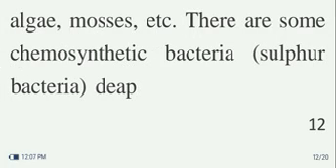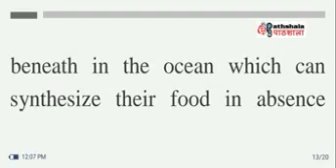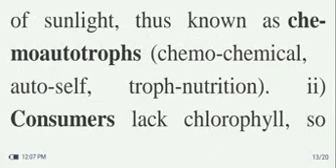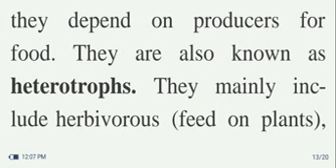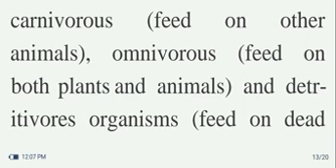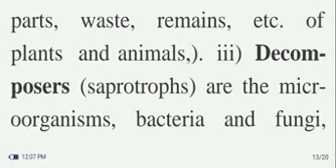There are some chemosynthetic bacteria, such as sulfur bacteria, deep beneath the ocean, which can synthesize their food in the absence of sunlight. These are known as chemoautotrophs. Chemo, chemical; auto, self; troph, nutrition. Consumers lack chlorophyll, so they depend on producers for food. They are also known as heterotrophs. They mainly include herbivores, which feed on plants, carnivores, which feed on other animals, omnivores, which feed on both plants and animals, and detritivores, which feed on dead parts, waste remains, etc.